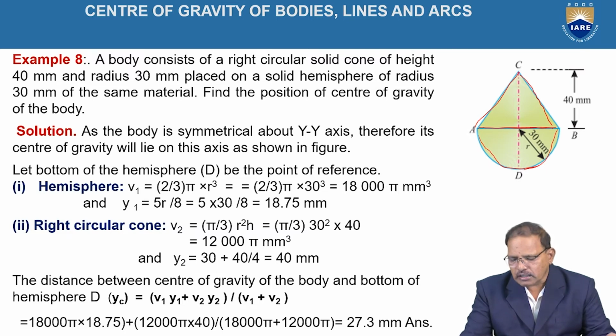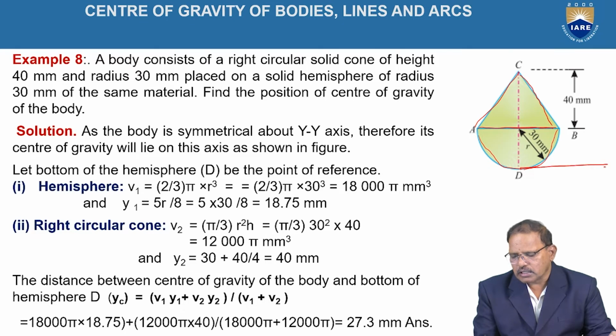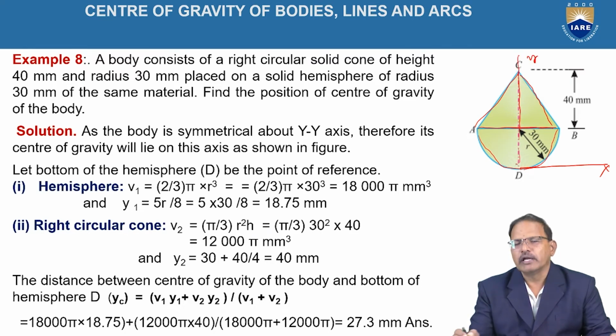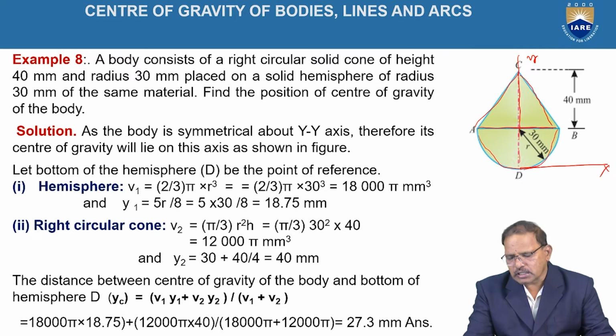So the reference line we can take is the diameter AB, the bottom of the figure, as the x-axis. Since the object is symmetrical about the vertical line, the line CD represents the y-axis. Hence the x-coordinate of the centroid, xc, is treated as 0, so there is no need to calculate xc. We concentrate on y only, the position of the centroid with respect to the x-axis.